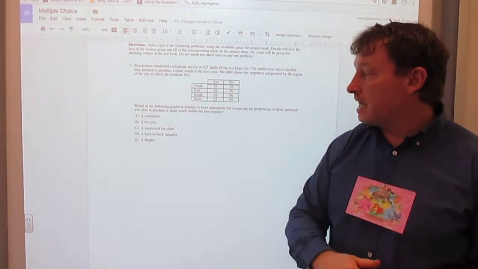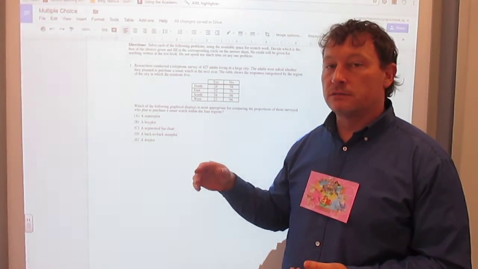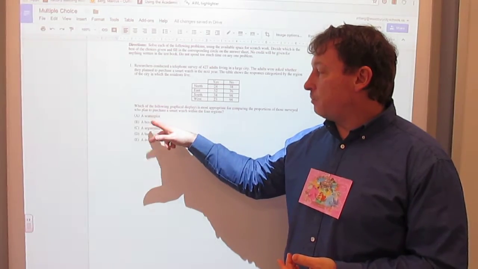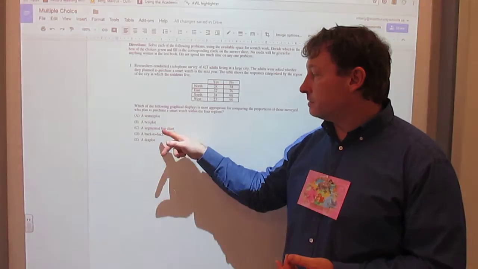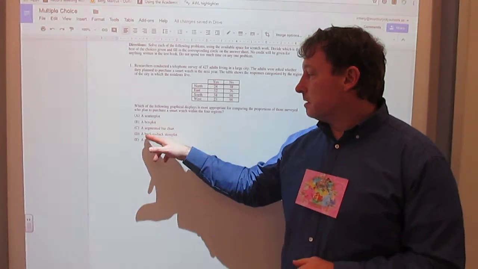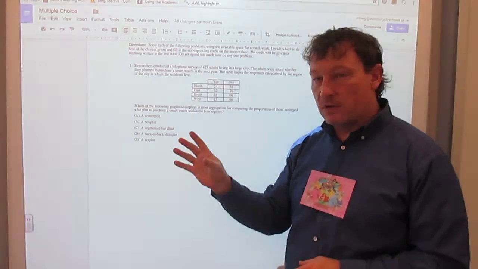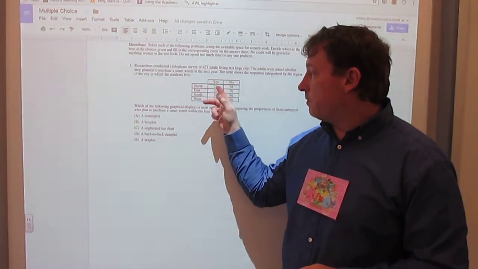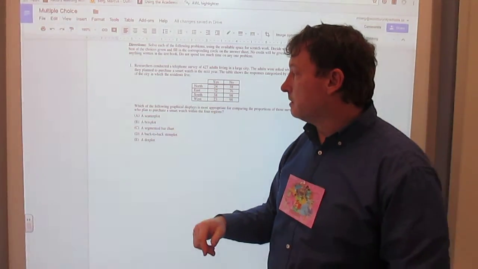We have categorical data. The only thing we can use for categorical data are pie charts or segmented bar charts. So scatter plot would be if we had quantitative. We just were plotting numbers. Box plot, we need numbers. Back-to-back stem plot, we need numbers. Dot plot, we need quantitative numbers that were matching up to each other. Segmented bar chart would be for the categories. So that's the only one that we could do for this.